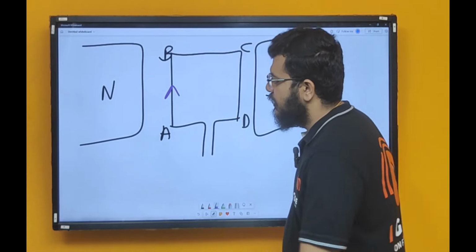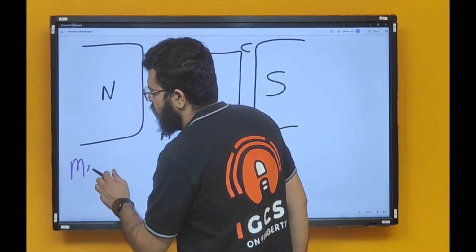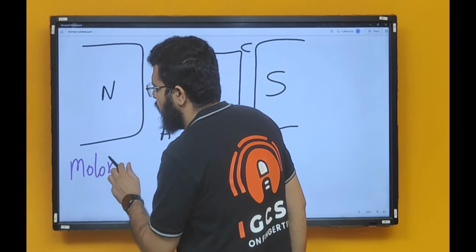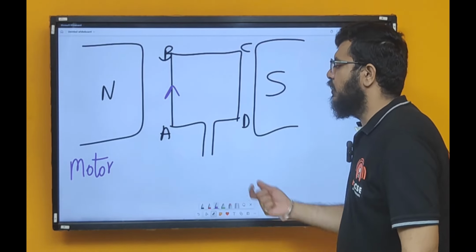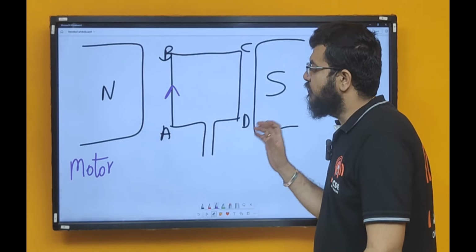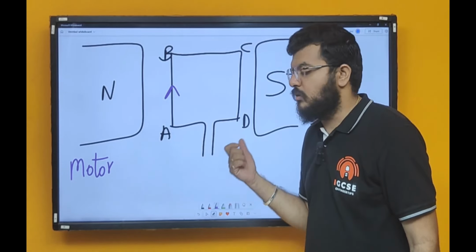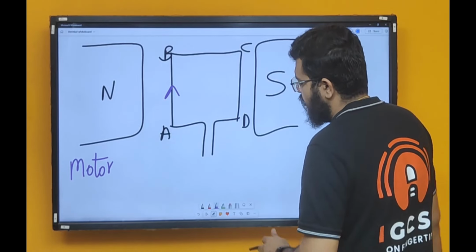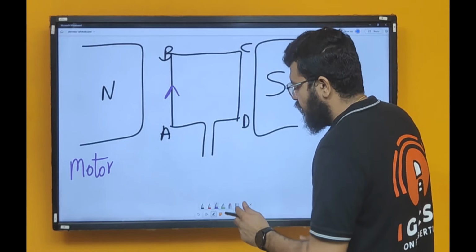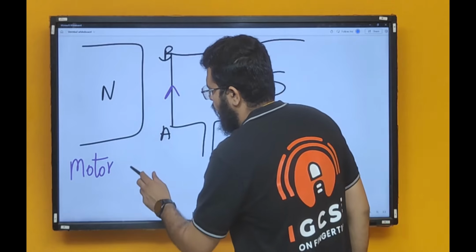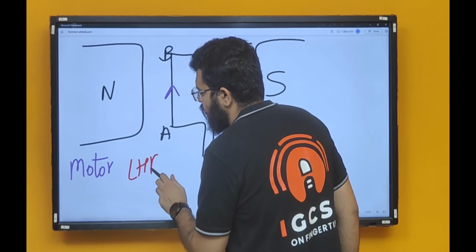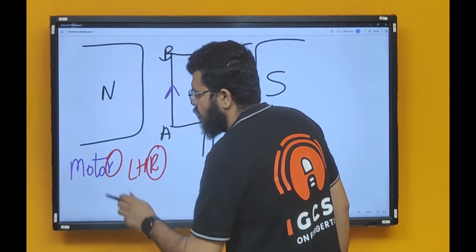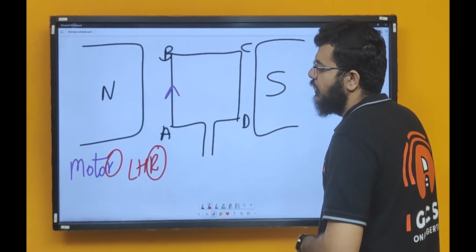How is this acting? This is acting like a motor. We have a strong electromagnet, we have a coil, and we want to find what is the motion. If motion is the output, we're looking at a motor. For a motor, we use the left hand rule. So we use the left hand rule.